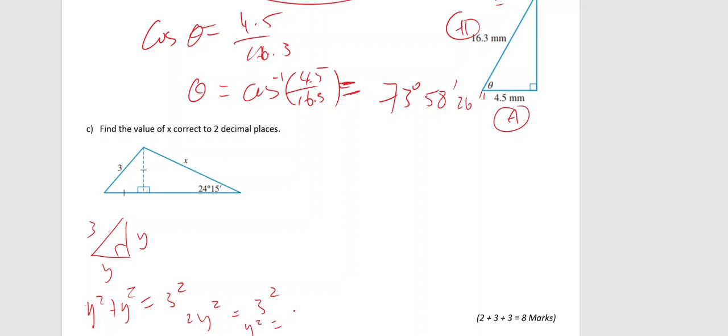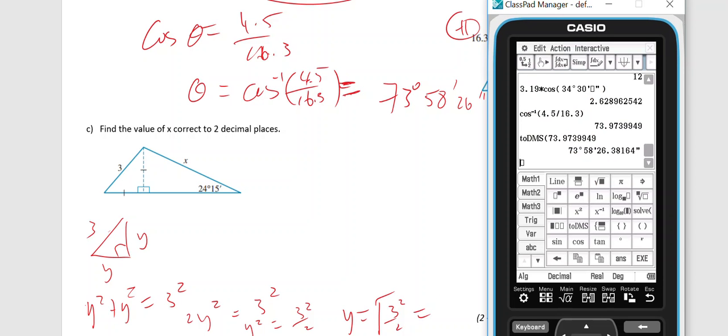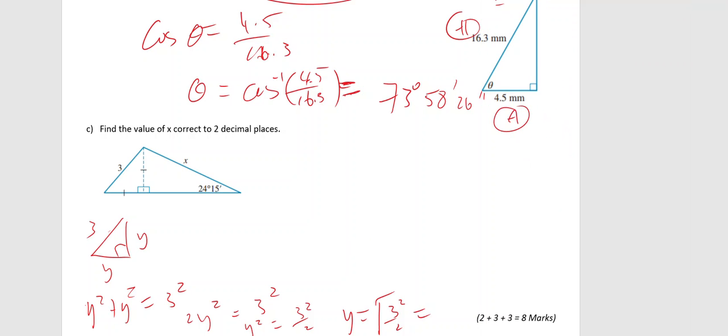Divide both sides by 2. 3 squared divided by 2. So y equals square root of 3 squared divided by 2. So let's work out what y is. So square root of 3 squared, which is 9, divided by 2. 2.1213. And so we've got another triangle here, x, 24 degrees 15 minutes, and got 2.1213.